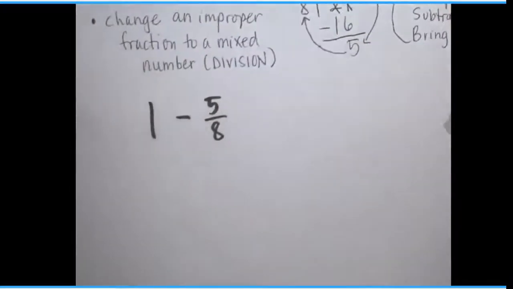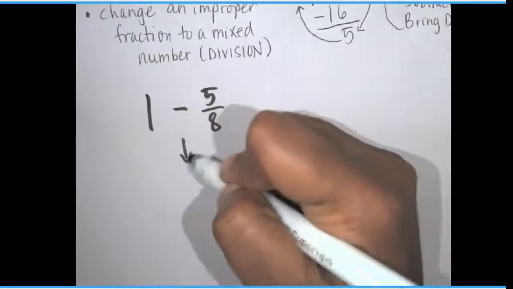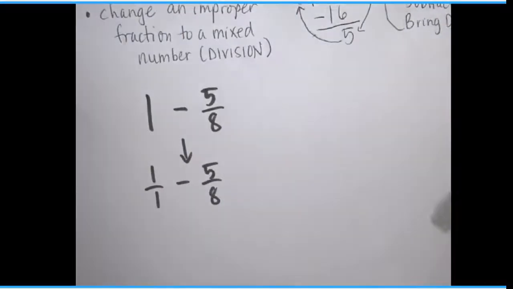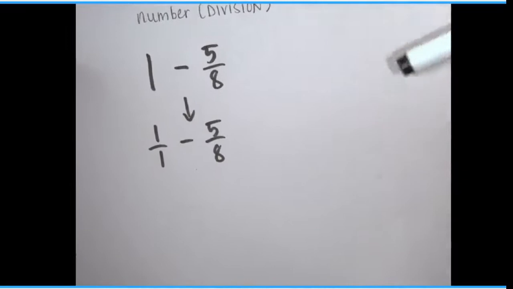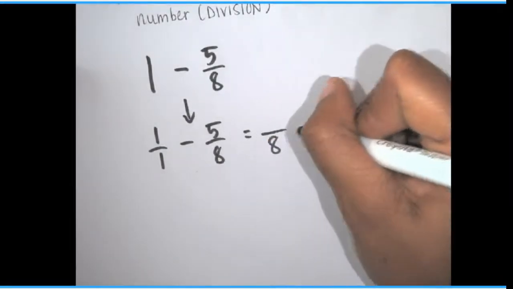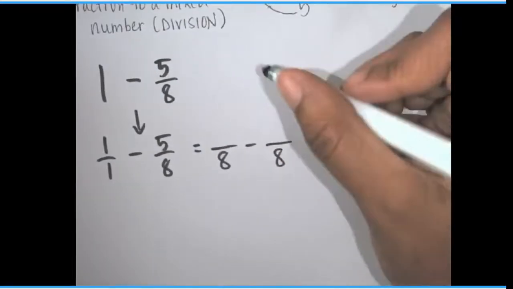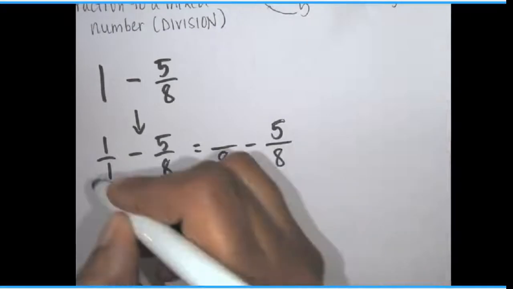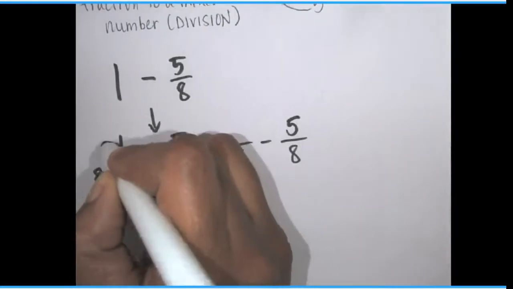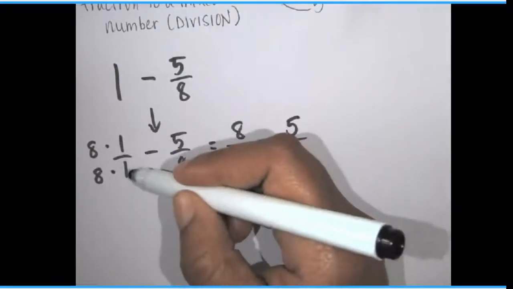Okay, so this is going to seem kind of strange. But remember, whole numbers, put them over 1. So the first thing, we're going to put 1 over 1 minus 5 over 8. And our common denominator is going to be 8. Okay, so we're going to put 8s over both of our division lines. This one's going to stay as a 5, but this one we have to multiply by 8. What we do to the bottom, we do to the top. And again, 8 divided by 8 is the same as 1.